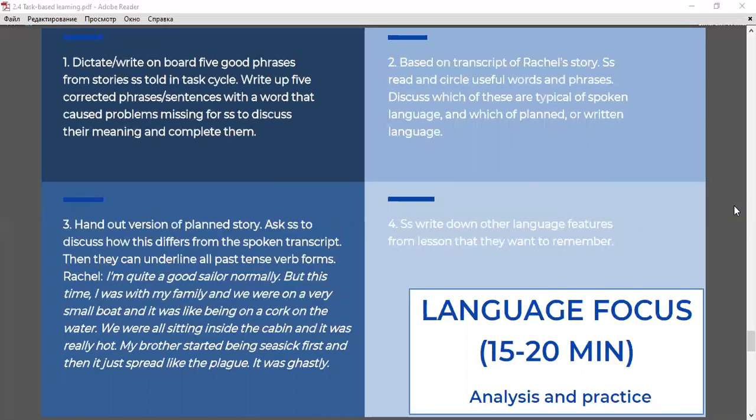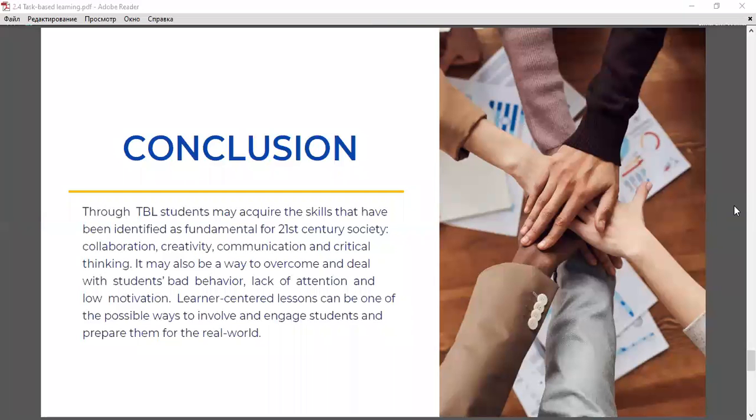Third, hand out a version of a planned story and ask students to discuss how this differs from the spoken transcript. Then they can underline all past tense forms. And the last one, students write down other language features from the lesson that they want to remember. That is the end of our presentation.